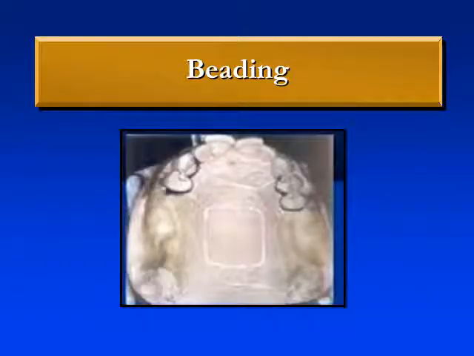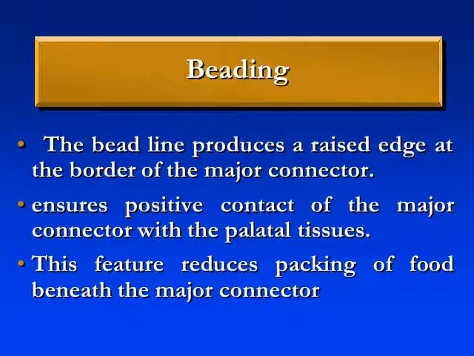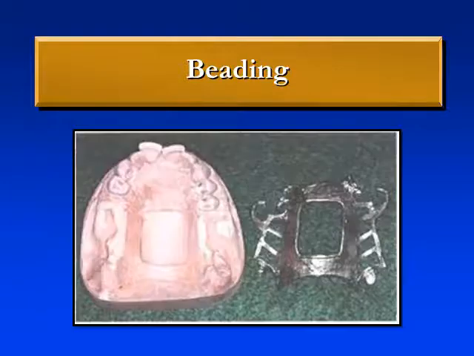So in this figure, we see this square outline to represent the beading, and also the anterior and posterior border of the maxillary major connector. The bead line produces a raised edge at the border of the major connector. This raised border ensures positive contact of the major connector with the palatal tissues. This feature reduces the packing of food beneath the maxillary major connector.